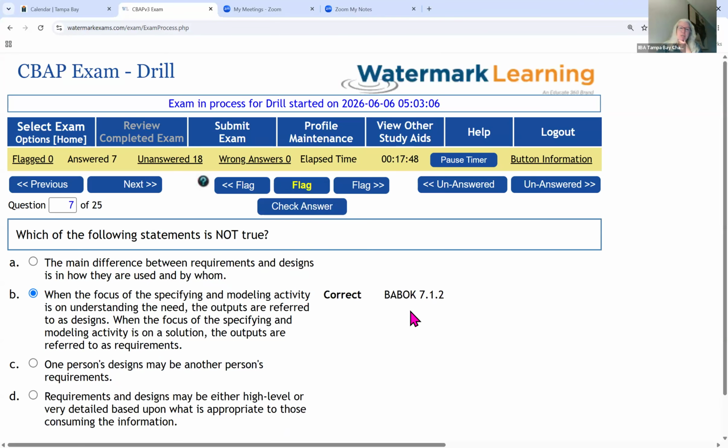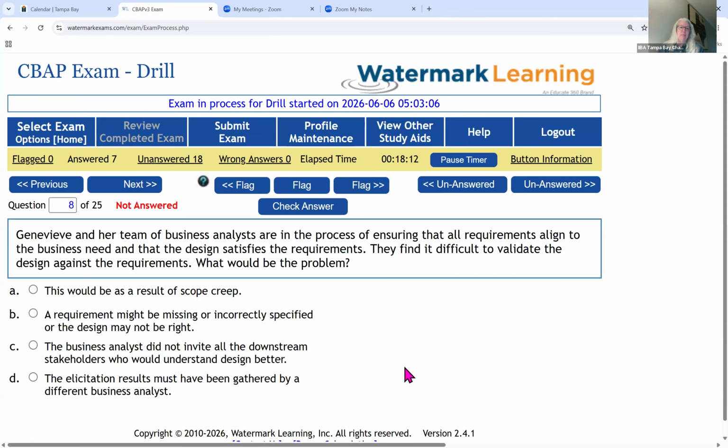If you have challenges with this, I dropped something in our shared folder in Slack that explains the difference between requirements and designs. It's 3 pages. I wish somebody had given this to me before I took my test, but it makes it much more clear. Genevieve and her team of business analysts are in the process of ensuring that all requirements align to the business need and that the design satisfies the requirements. They find it difficult to validate the design against the requirements. What would be the problem?